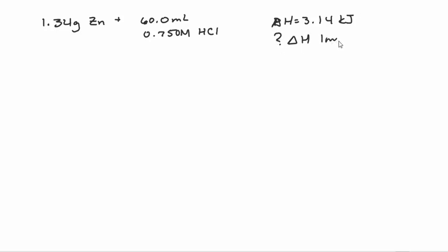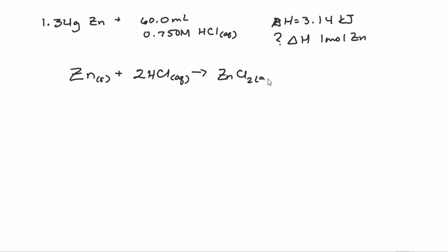And that's going to react like this. So we have our solid zinc, and that's going to react with 2 moles of HCl, and that's going to be aqueous. That's what this is. And that will react to form zinc chloride, aqueous, and hydrogen gas. This is a gas evolution reaction. Double check that we are balanced, and we are.